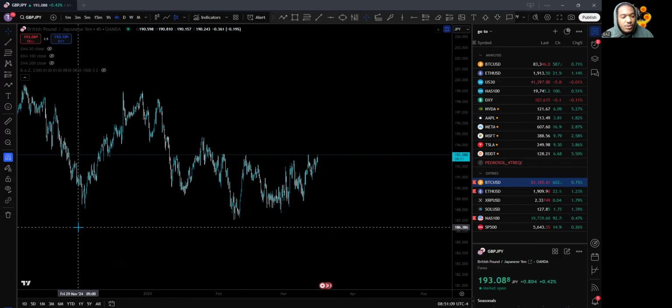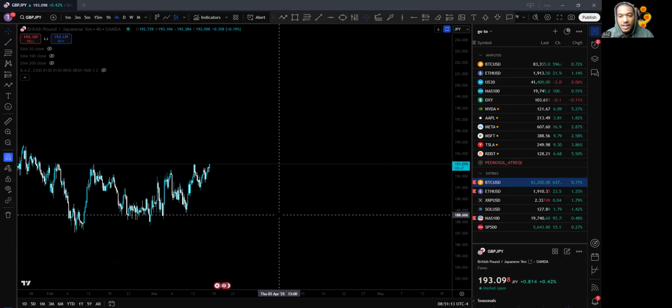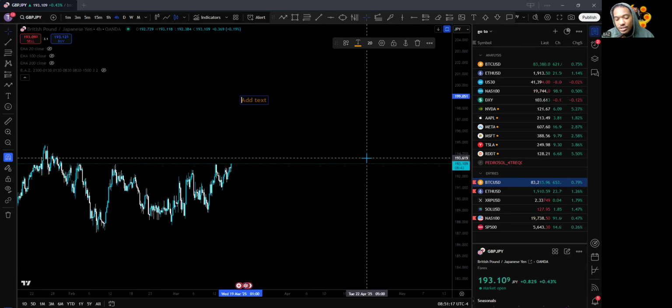So first thing, we want to talk about pips. So what is a pip? A pip is just a standard unit of measurement that is used here in Forex. Just like an inch or a centimeter, a kilogram, a meter. It's just a unit of measurement.